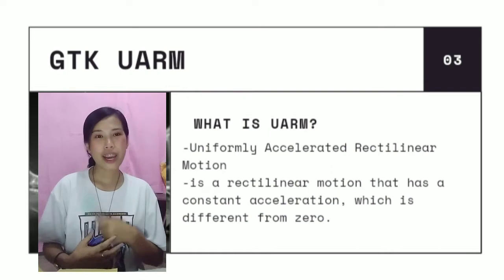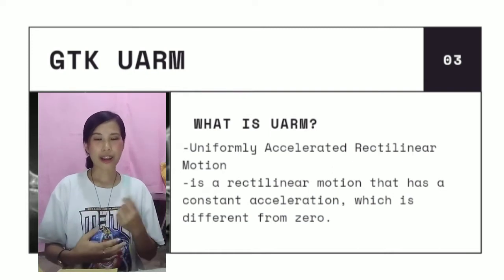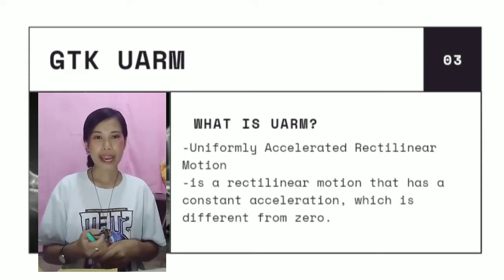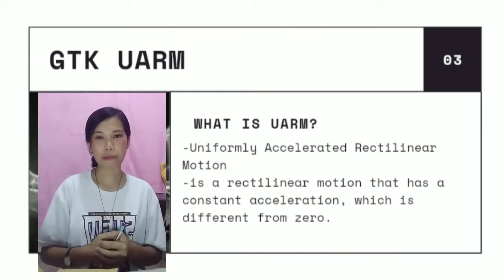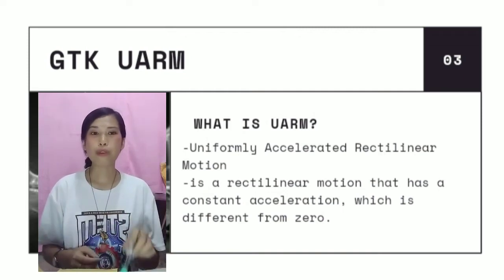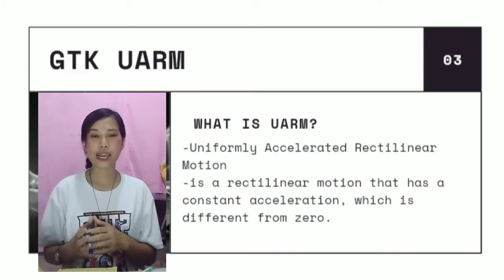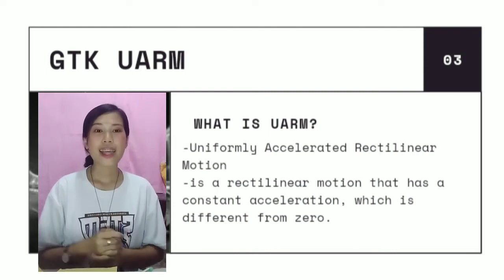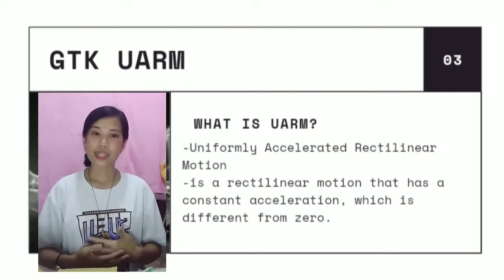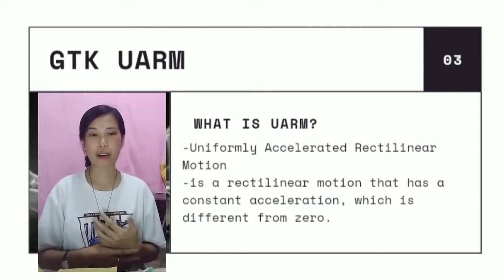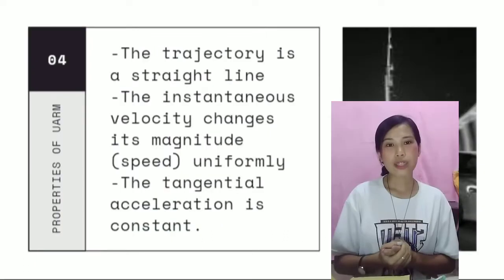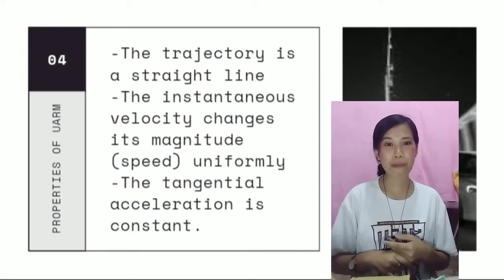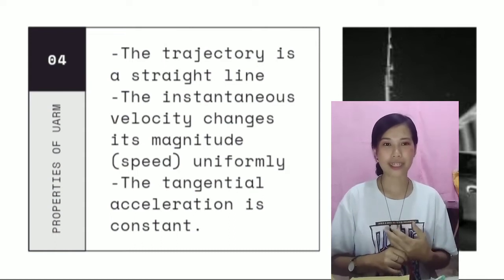Getting to know UARM. So, what is UARM? UARM is the acronym for Uniformly Accelerated Rectilinear Motion. It is the motion of a moving object in a straight line with a constant acceleration. Since the acceleration is constant, the change in speed remains the same every second. So here, to get to know UARM better, here are three properties UARM possesses.